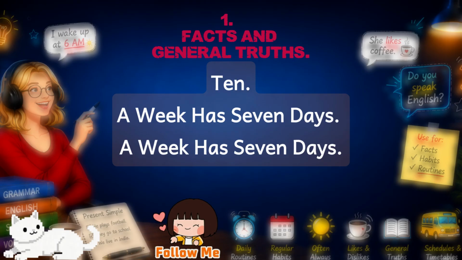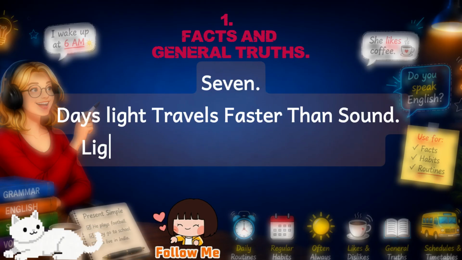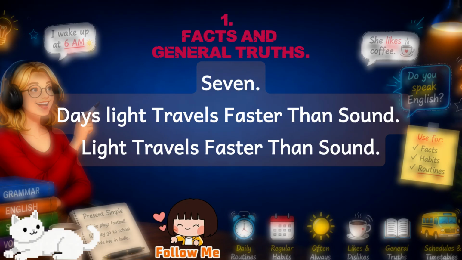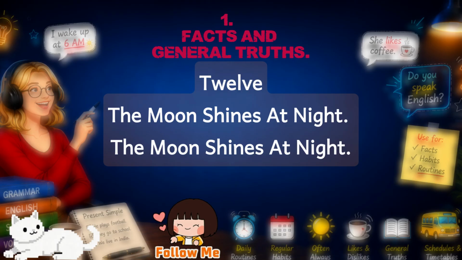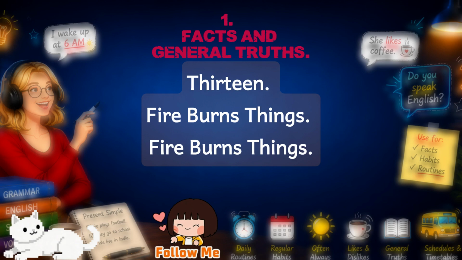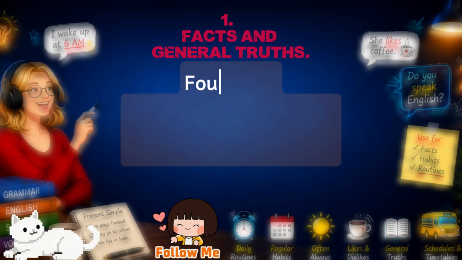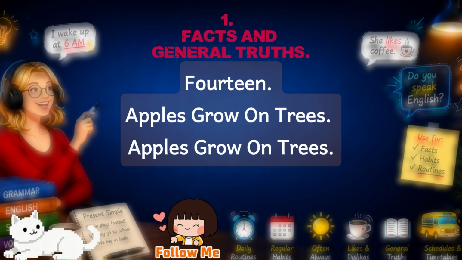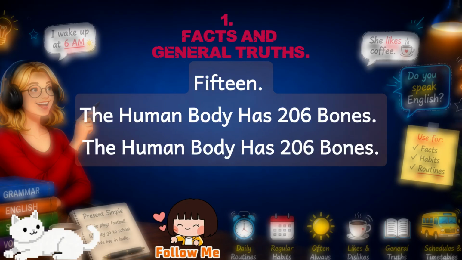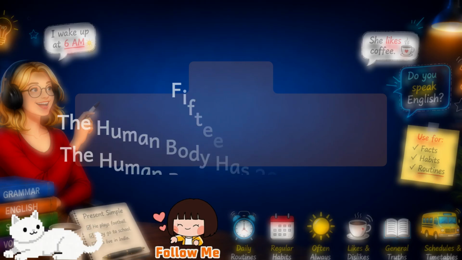10. A week has 7 days. 11. Light travels faster than sound. 12. The moon shines at night. 13. Fire burns things. 14. Apples grow on trees. 15. The human body has 206 bones.